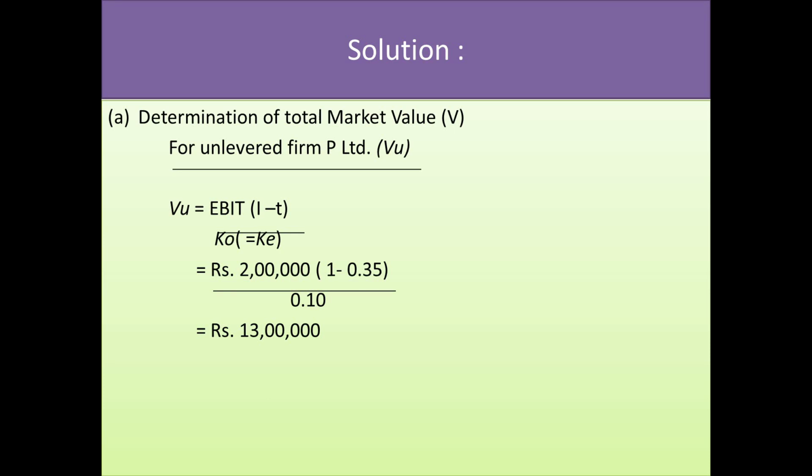So friends, for the total market value of the firm, if we take the case of P Limited, P Limited is an unlevered firm. That means there is no debt. If there is no debt and tax is there, this is the formula for the value of an unlevered firm: EBIT into 1 minus T, divided by KO or KE, which are the same because there is no leverage. So cost of equity is the only cost and it is the overall cost here. 2 lakh is the EBIT given in your question, 1 minus 0.35 is your tax rate, divided by 0.10, that is your cost of equity. The value of unlevered firm P Limited stands at 13 lakh.